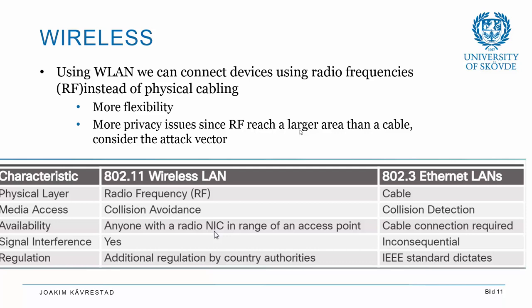access the wireless local area network, whereas you need a cable connection for the cable network. And then if we talk a little bit about regulation, wireless local area networks have additional regulation by country authorities that, for instance, tell you which radio frequencies you may use to send data and what frequency bands are allowed. Whereas the Ethernet local area network is dictated by IEEE standards completely.